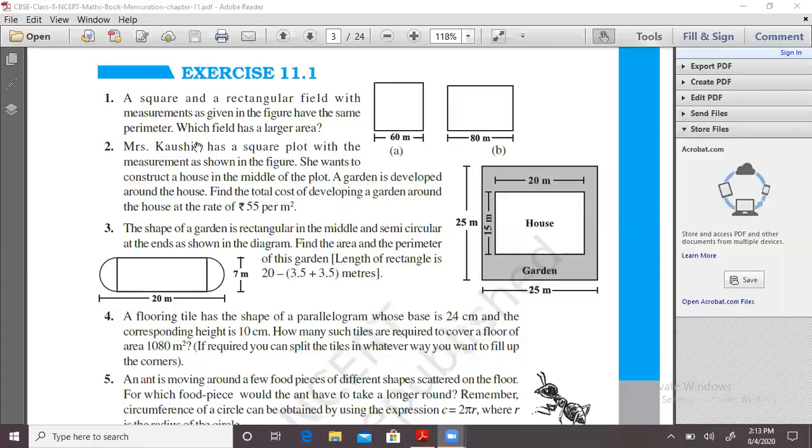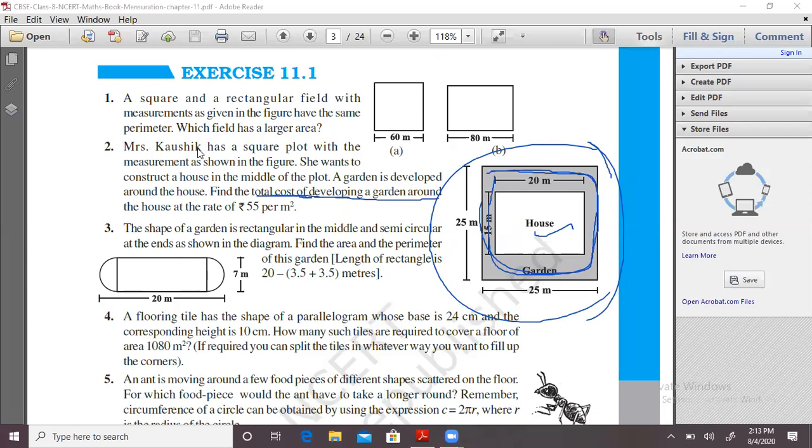Next question, second. Mrs. Kaushik has a square plot with the measurement as shown in the figure. She wants to construct a house in the middle of the plot. It's given a plot here. In the middle of the plot there, she wants to construct a house, and a garden is developed around this house. What is to be developed around the house? Garden. So find the total cost of developing a garden. You have to find out cost of developing a garden around the house.